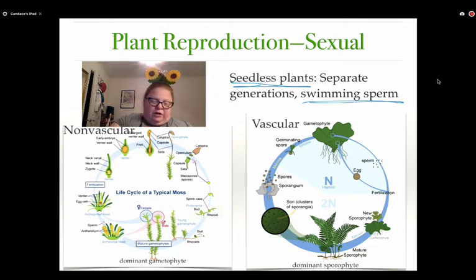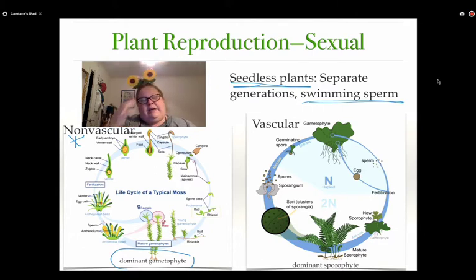So let's start over here with the non-vascular plants, because this is the simplest if we were talking about the evolution. The key here is that the gametophyte is the dominant phase. That means that the plant that makes the gametes, remember gametes are sperm and eggs, is the big structure plant that you see when you see a non-vascular plant. Now, mosses and other non-vascular plants are really small anyway, so when I say the big plant that you see, I mean, they're pretty small in general.